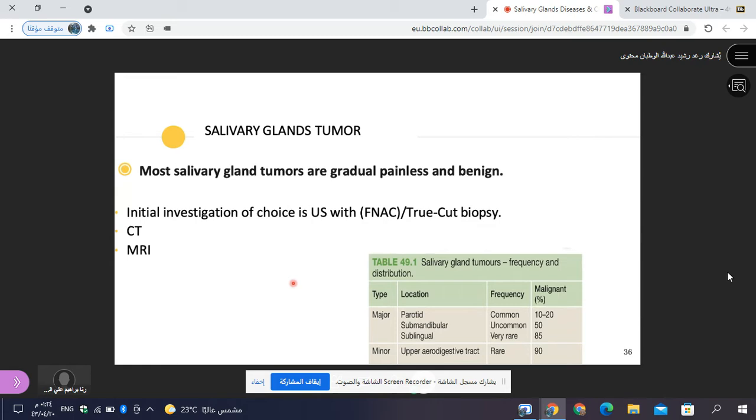As you can see in the table, the parotid gland is the most common, and thank God it's associated with less malignancy, 10 to 20%. But submandibular and sublingual tumors are very uncommon, but they are unfortunately associated with a high rate of malignancy. So parotid gland tumors are associated with benign, and submandibular and sublingual are associated with malignant. Next slide.